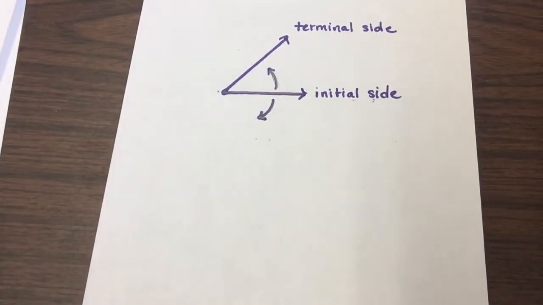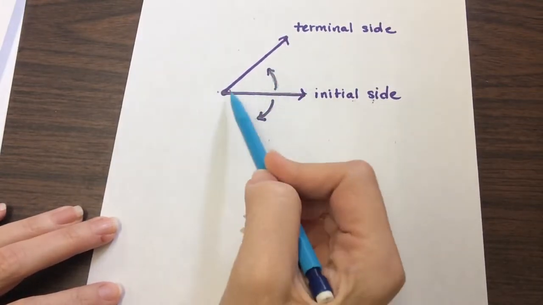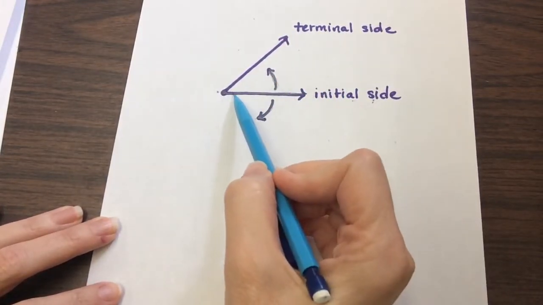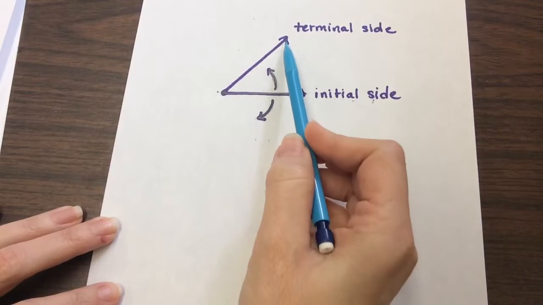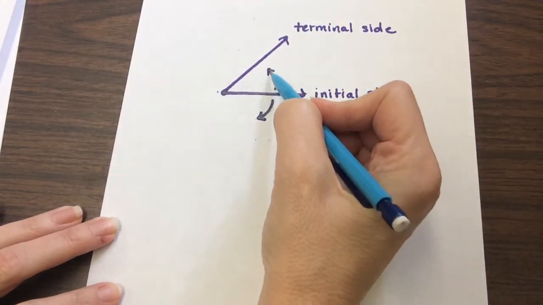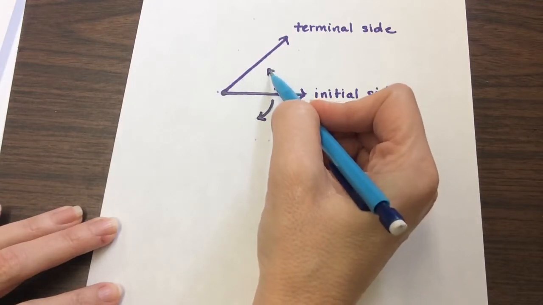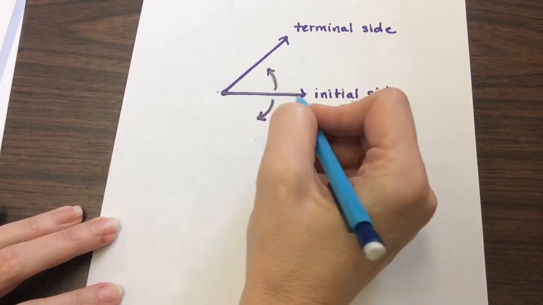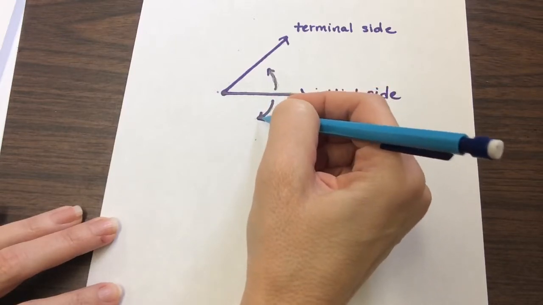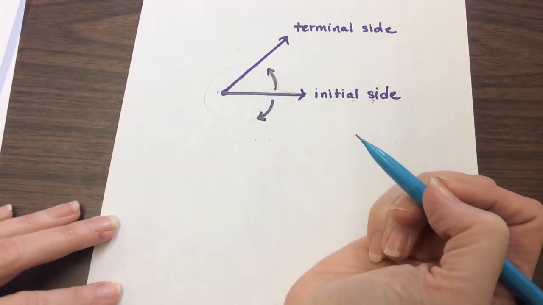Before we start talking about ratios, remember that triangles don't just have 3 sides, they also have 3 angles. An angle is just 2 rays that share a common vertex. Where we start is called the initial side, where we end is called the terminal side. If I go in the counterclockwise direction, my angle is going to be positive. If I start on my initial side and go in the clockwise position, my angle will be negative.